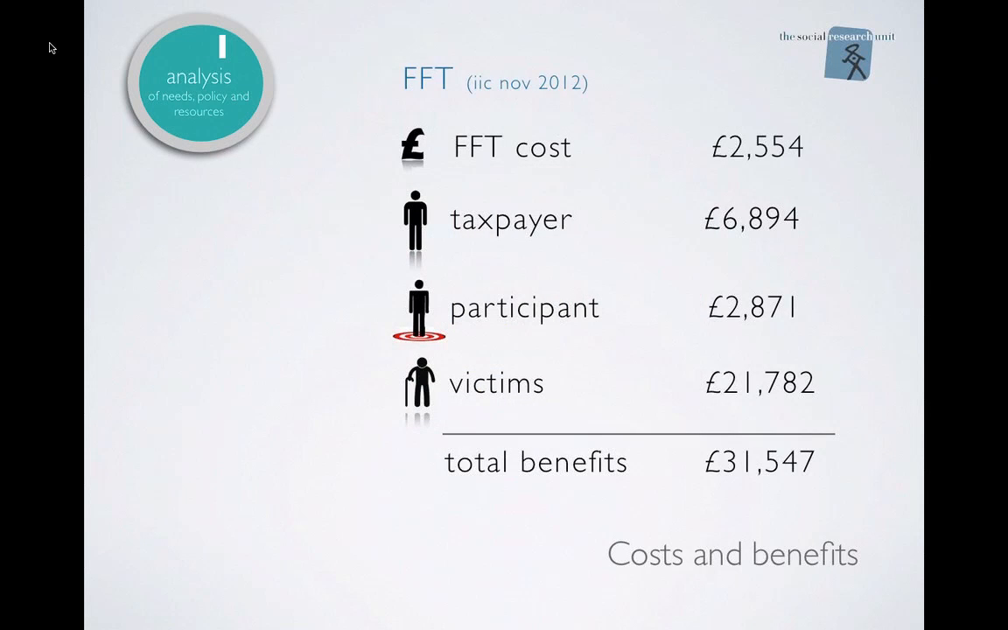Here you can see a summary of cost-benefit data on functional family therapy, or FFT. What this summary tells us is that for each young person, it costs just over £2,500 to implement functional family therapy. It also tells us what the benefits are of the programme, and it breaks those down in terms of the benefits to the taxpayer, participants and victims, and you can see that that comes to just over £31,000.